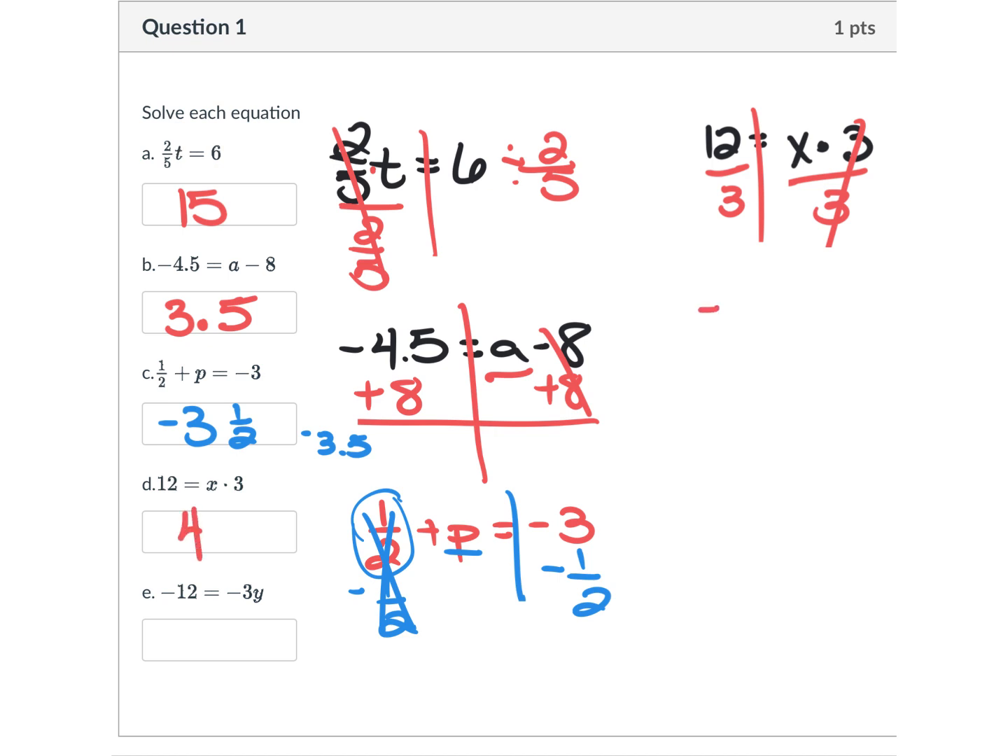And then negative 12 equals negative 3y. So this is negative 3 times y again. To get rid of times, we divide by negative 3 on both sides. Negative 12 divided by negative 3 is positive 4 again. All right, there you go.